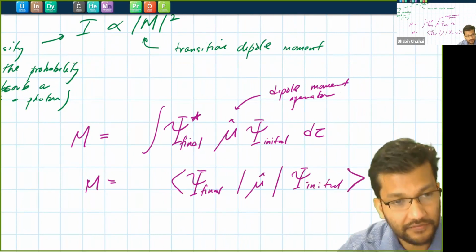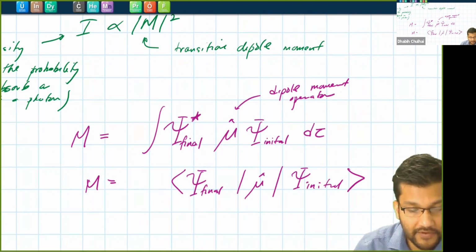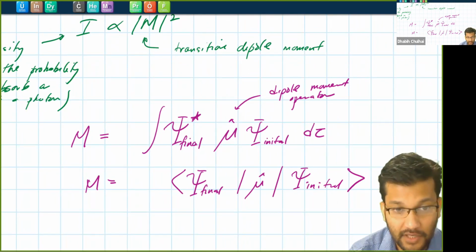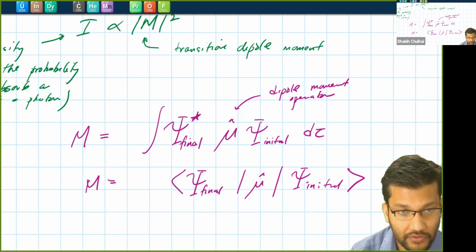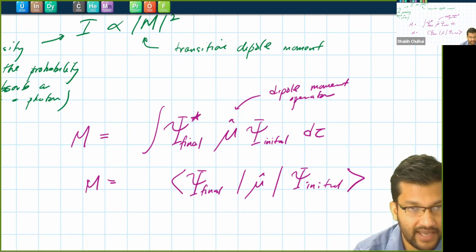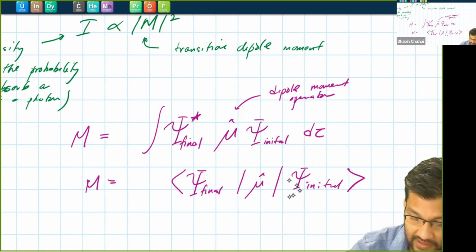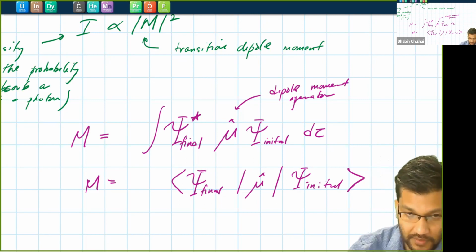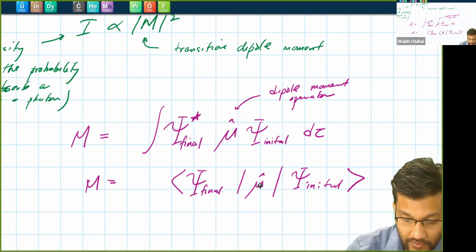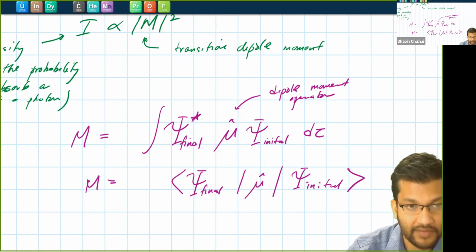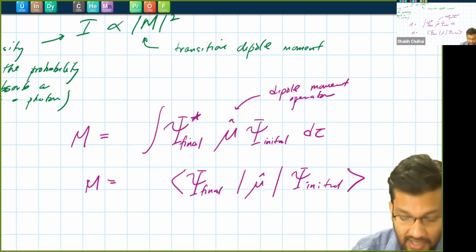Why initial and final? Well, if you're absorbing a photon, things must change, right? You can't absorb a photon and be the same in the end as you were in the beginning. Something must change, so there have to be two different states here. Some initial state, you absorb the photon, and then some final state. To figure out whether that will happen, we use this transition dipole operator, and then you square that, and that will give you the probability that this transition is going to happen.